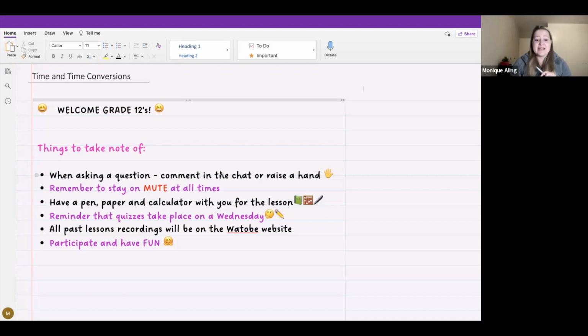Then, displaying time. There are two ways that time can be displayed. The very first one, analog time, is not everyone's favorite because we're not used to having to read these types of clocks. The time is displayed on a clock or watch, and the hour and minute hand indicate the time. So here we've got an analog clock.